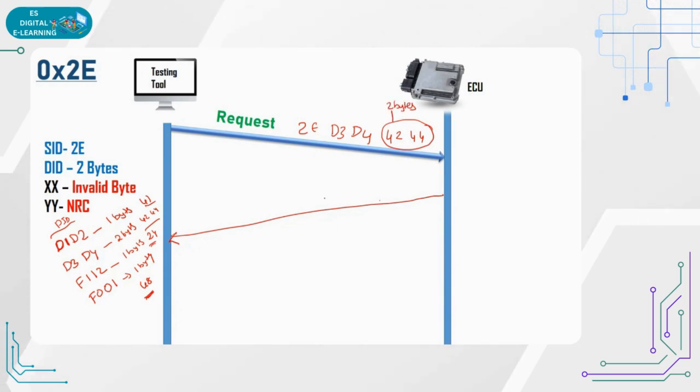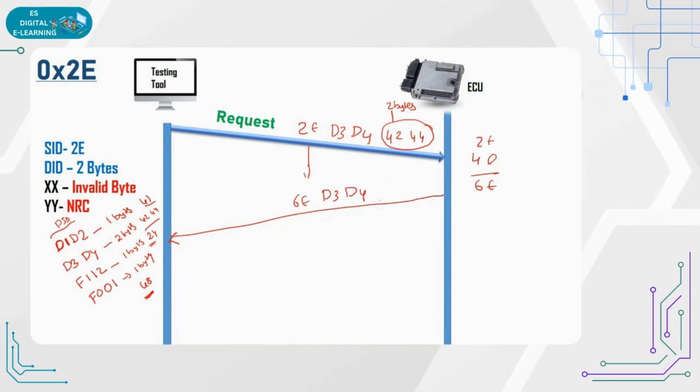Okay, so Gautam, you can answer me. What is my response here? Sir, 4E, D3, D4. Not 4E, 2E plus 40, right? So it will be 6E. 6E and the DID is D3 and D4. This is my positive response.